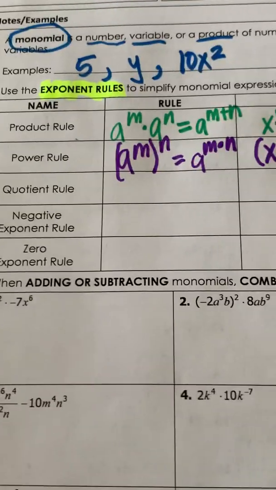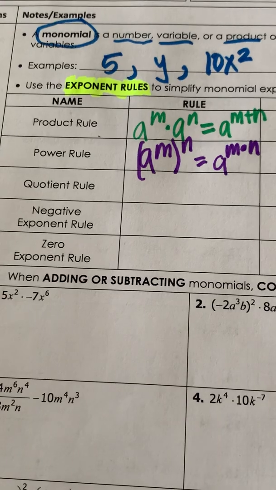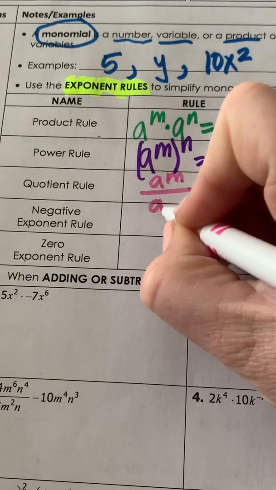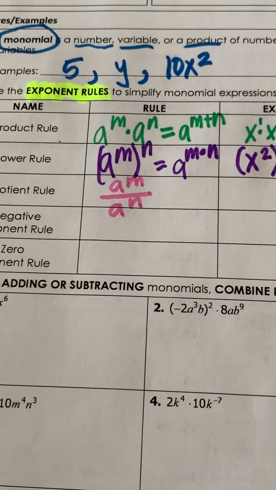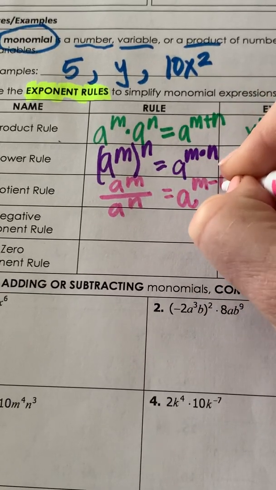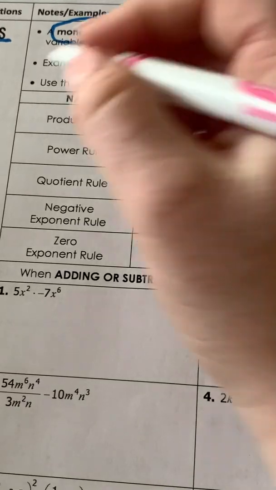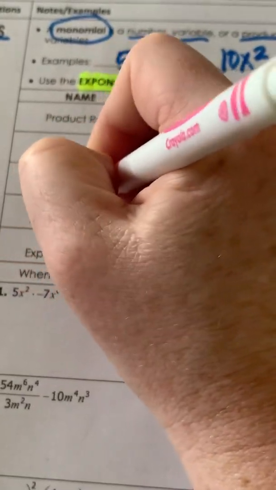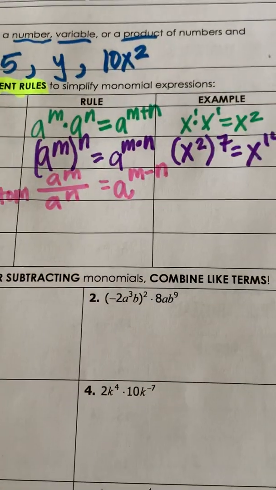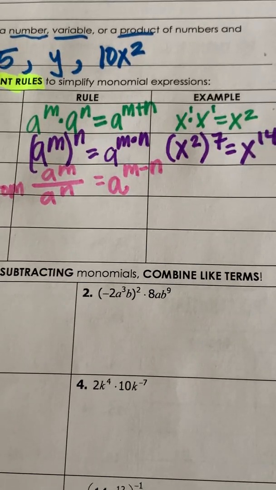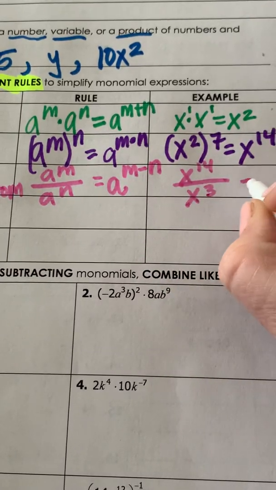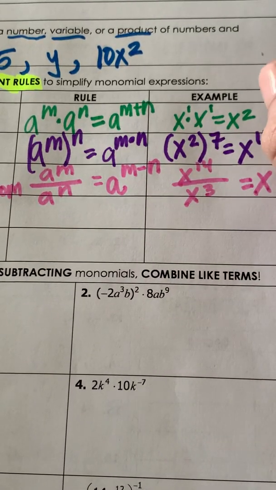Okay, cool. Quotient rule means to divide. So what if I'm given a to the m over a to the n? You're going to subtract the top minus the bottom. So a to the m minus n. That's your quotient rule. And maybe write that out. Top minus bottom. You don't want to go backwards. Okay. Top exponent minus bottom exponent. So what if you're given x to the 14th over x to the 3rd? This would be x to the 11th.